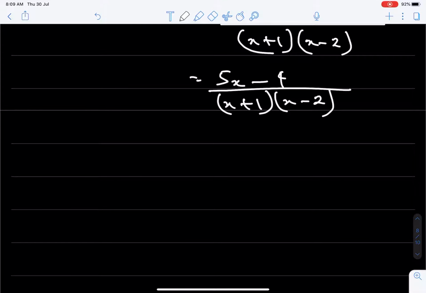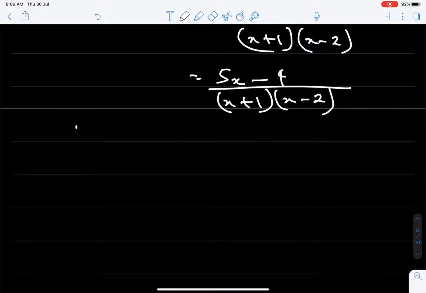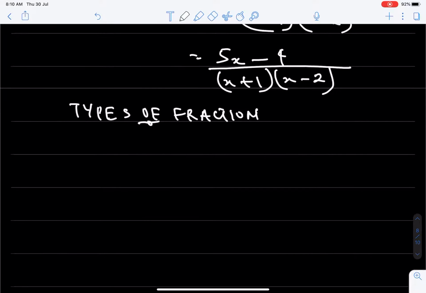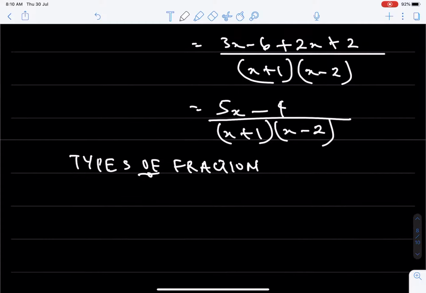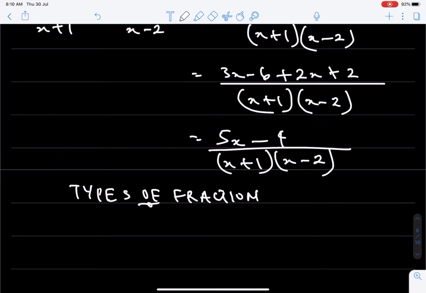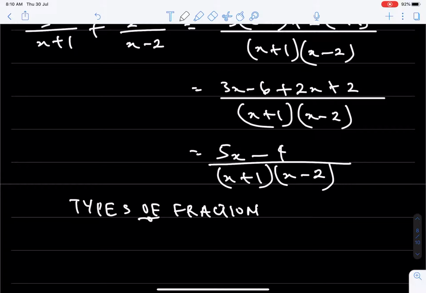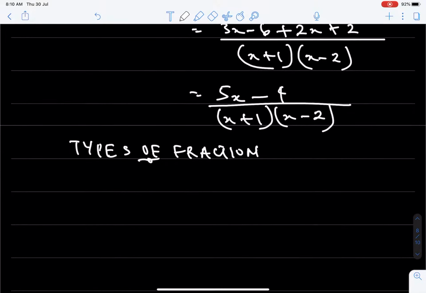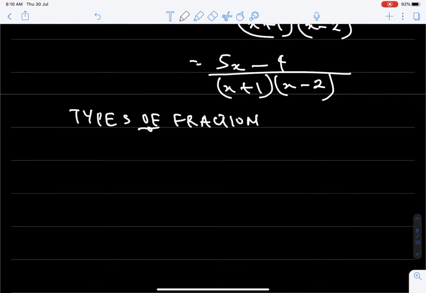To start with, we're going to learn the different types of fraction. And by the way, that single fraction that is split into simpler fractions is called a compound fraction, and the simpler fractions into which it is split are called partial fractions. So let's see the different types of fraction.